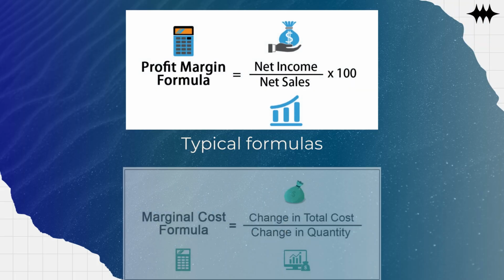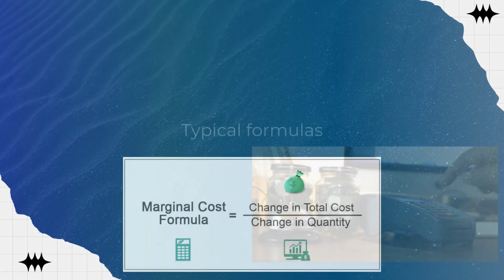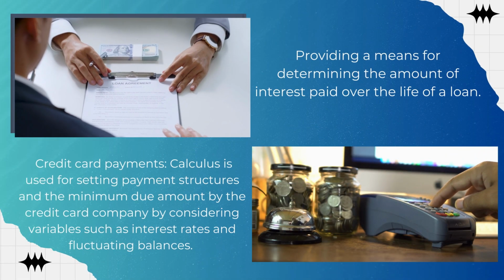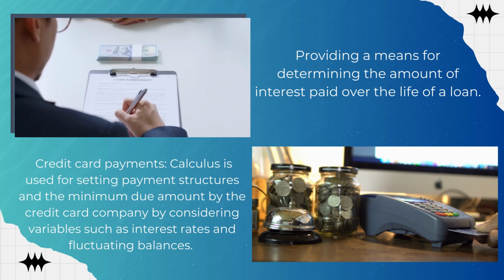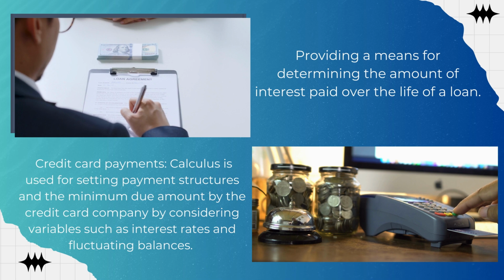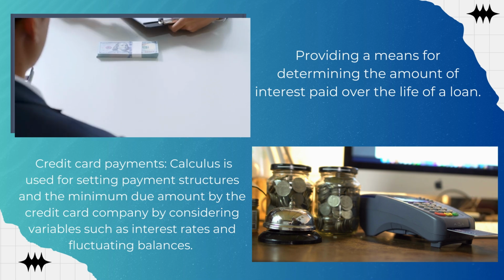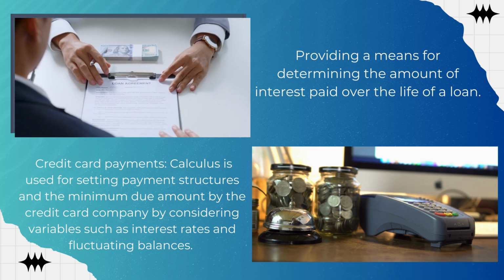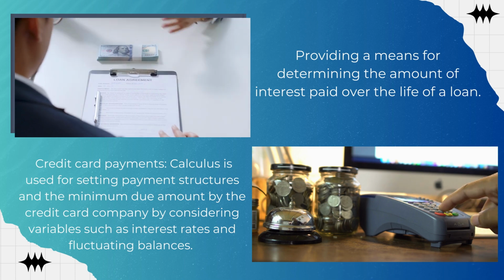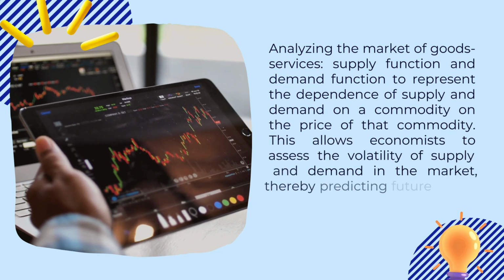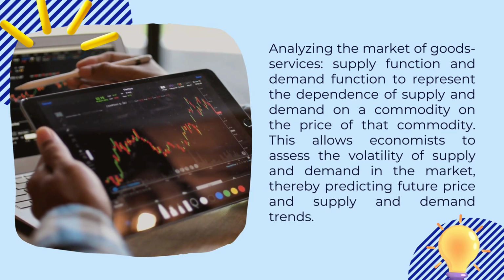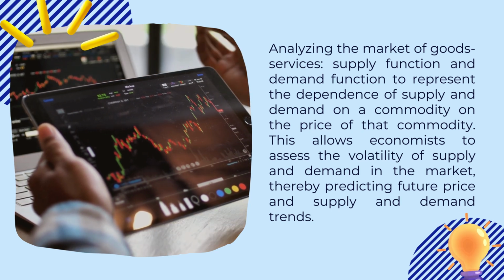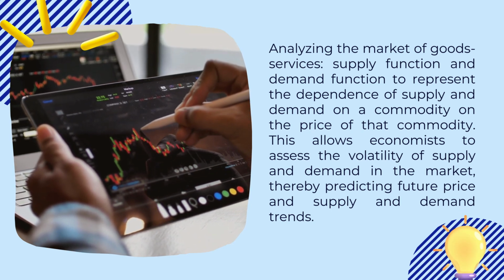And we have some typical math formulas. And providing a means for determining the amount of interest paid over the life of a loan. For credit card payments, calculus is used for setting payment structures and the minimum due amount by the credit card company by considering variables such as interest rates and fluctuating balances. Analyzing the market of goods and services, the supply function and demand function represent the dependence of supply and demand on a commodity on the price of that commodity.